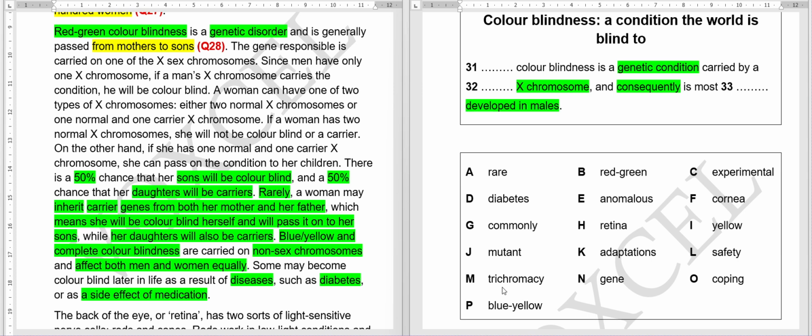Safety, trichromacy, I believe that it is something specific. Gene, we all know that. Coping, to cope with something. Blue yellow, that's also color. Okay. Dash color blindness is a genetic condition. Red green, so this is our location, and I hope you will be able to tell me the answer to this particular question quite quickly. You will get around 5 seconds for this, and your time starts now.